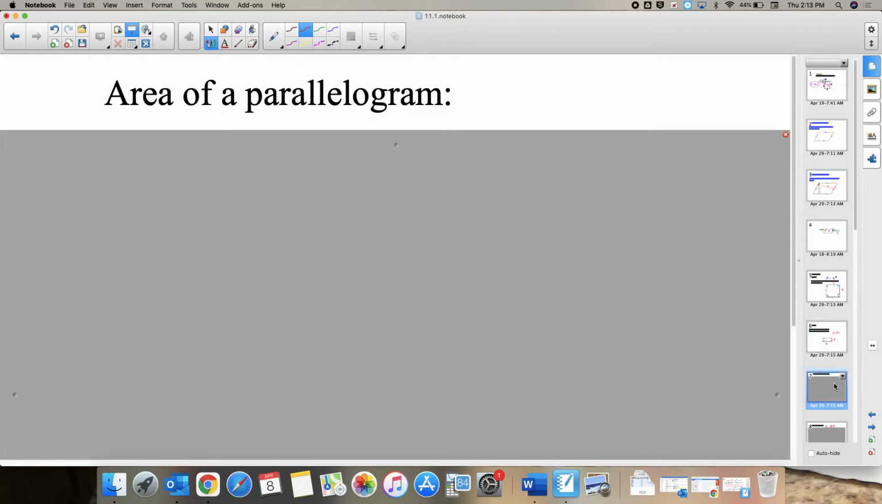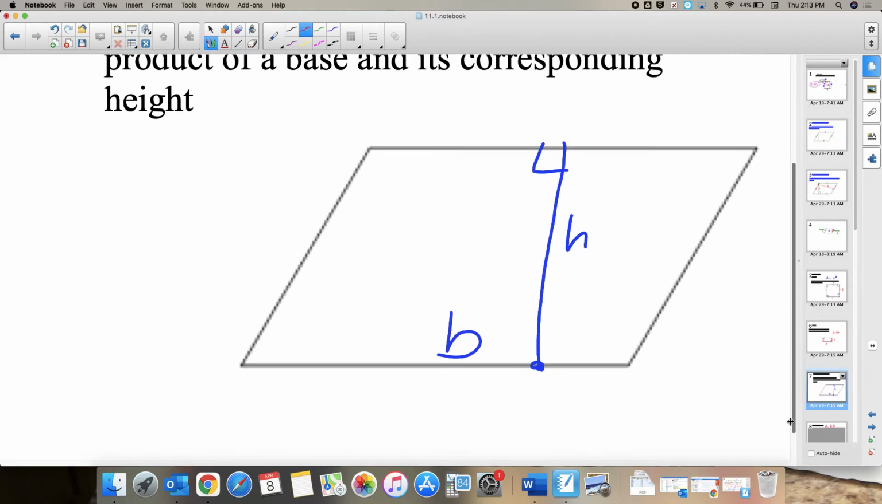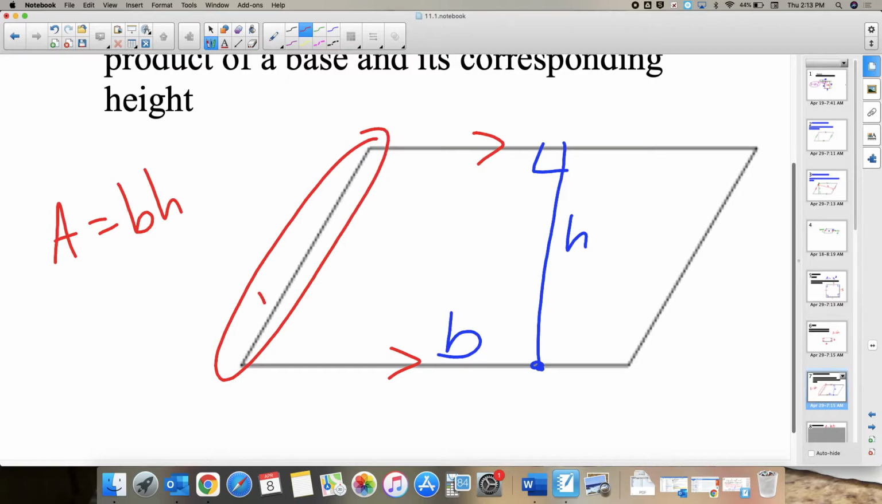A parallelogram actually has the exact same formula. However, keep in mind that your base and your height are not necessarily going to be the two sides. Your base will be one of the sides, but your height is that perpendicular distance between them. So if I'm doing the left and the right as my bases, it is that perpendicular distance from top to bottom. So it is still base times height. Just keep in mind, in a parallelogram, this is not the height.